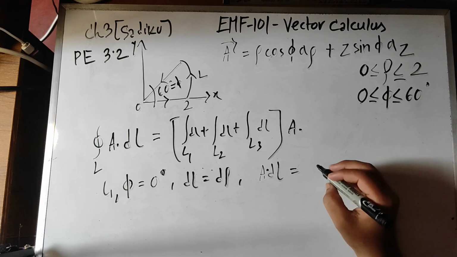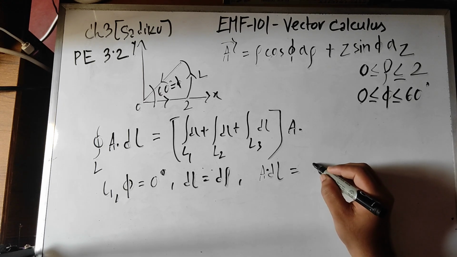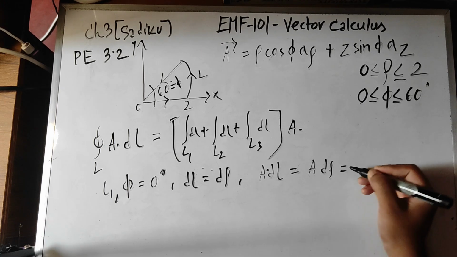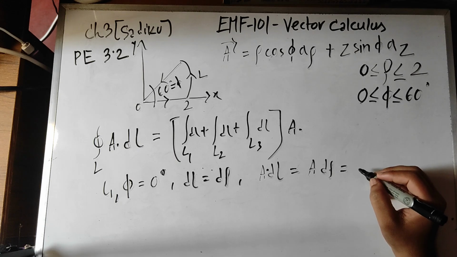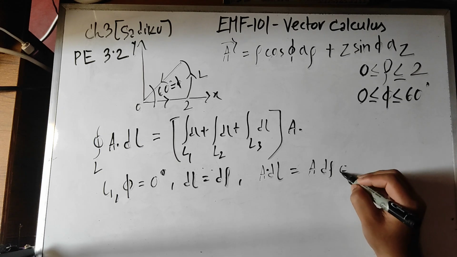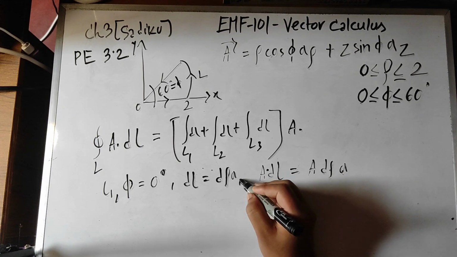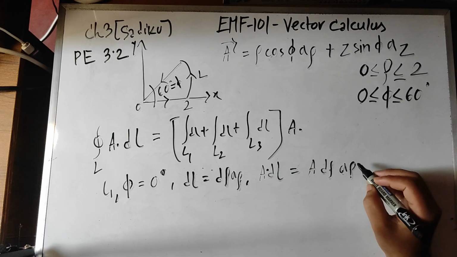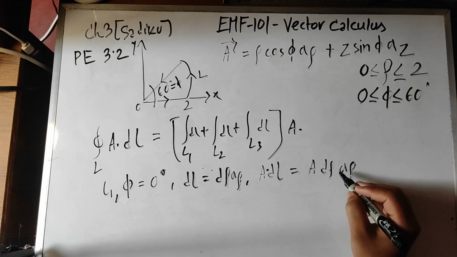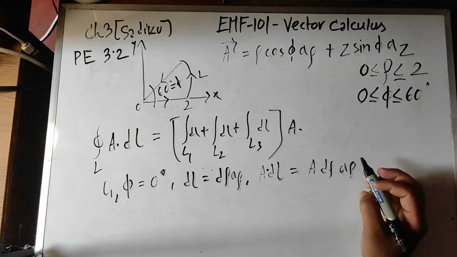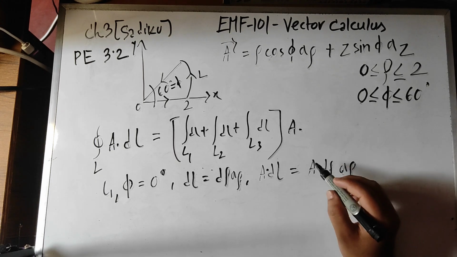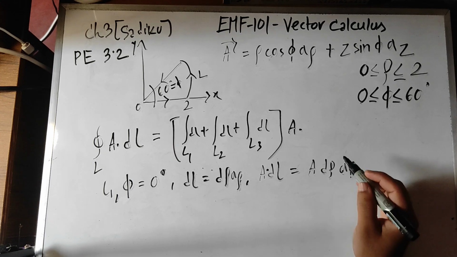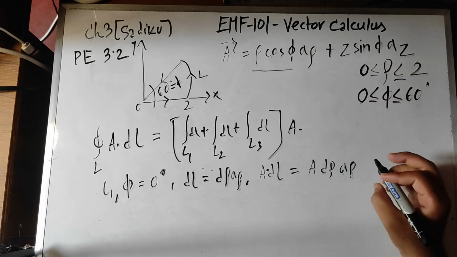So A·dL is A_rho d rho, which will give us d rho in the direction a_rho. So A has a tangential part in the direction a_rho, this part.